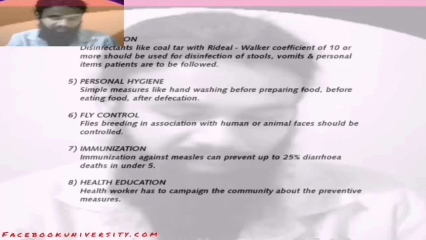Immunization against measles can prevent up to 25% of diarrhea deaths in under 5 years of age. Health education: the health worker has to initiate a campaign for the community about the preventive measures.